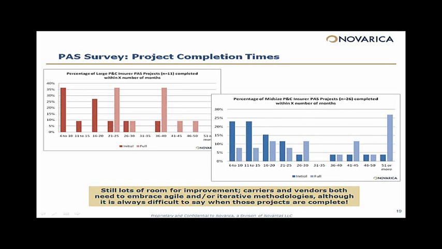As we look at large P&C organizations, we see that most of the full implementations are falling in the 21 to 25 to 36 to 40 month time frames, with an awful lot of them being complete, the first release being completed in 6 to 10 months.